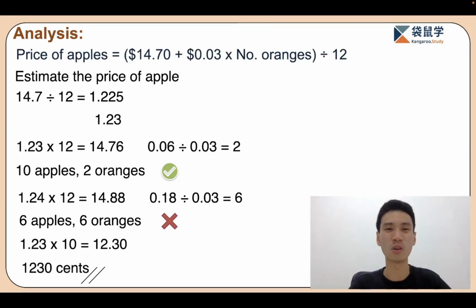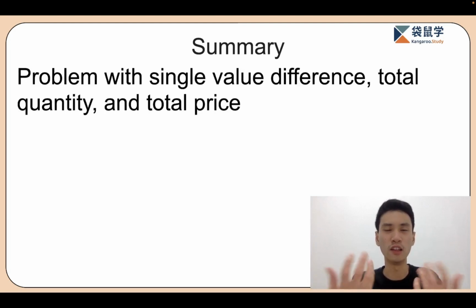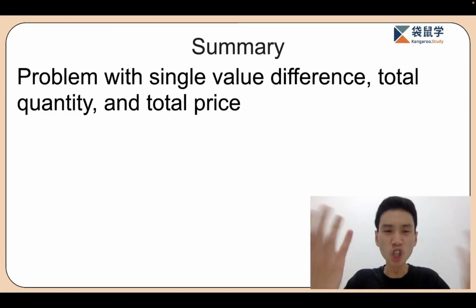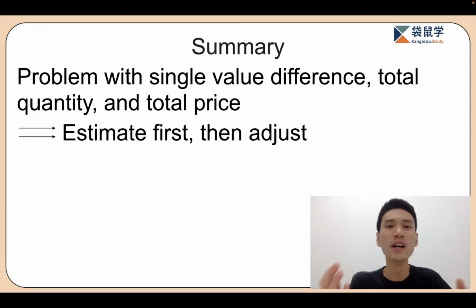Now that we've solved this question, let's go to our summary. Now, in this money word problem, what do we have? We have a problem with what information? With single value difference, the difference between one apple and one orange, total quantity and total price. Now, how did we solve this problem? What was the first step in our faster solution? That's right. First, we estimated and then we adjusted the value to find one that fits the condition of our question.